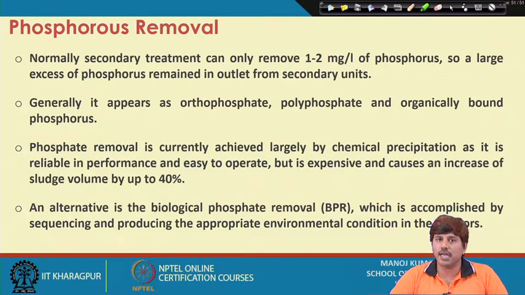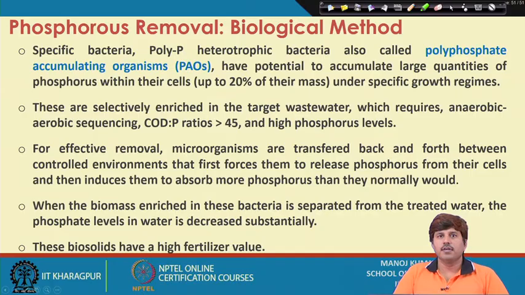Chemical methods are more reliable and easy to operate, which is why they are more popular, although they are expensive and cause increased sludge volume, which could increase as high as around 40%. The alternate biological phosphorus removal methods are also there. They are more environmentally friendly, and are achieved by sequencing and producing the appropriate environmental conditions in the reactor where the bacteria assimilate the phosphorus.